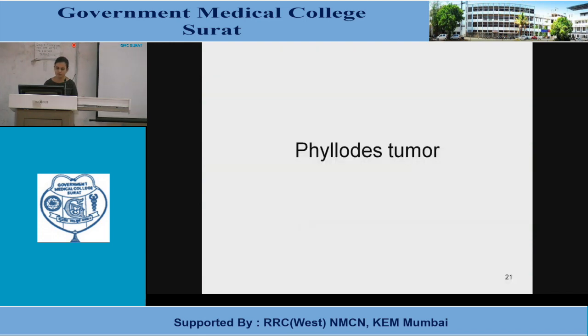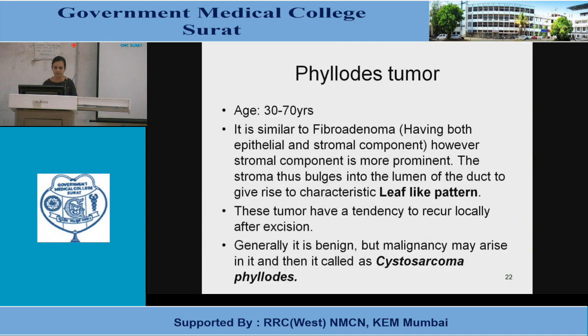Now Phyllodes tumor. Now Phyllodes tumor, basically age is 30 to 70 years. It is similar to fibroadenoma in having both the epithelial and the stromal components. However, the stromal component is more prominent. The stroma thus bulges into the lumen of the duct and gives rise to a characteristic leaf-like pattern. It is asked in your exams, which tumor gives rise to a characteristic leaf-like pattern. It is also asked in your MCQs. These tumors have a tendency to recur locally after excision, but they are benign.